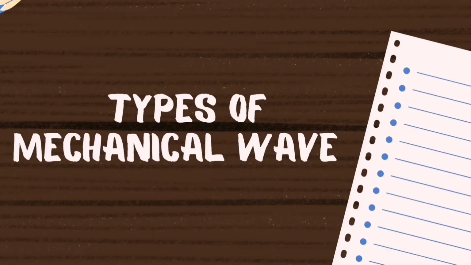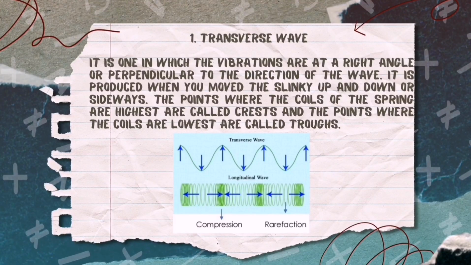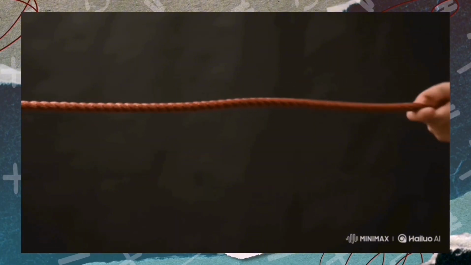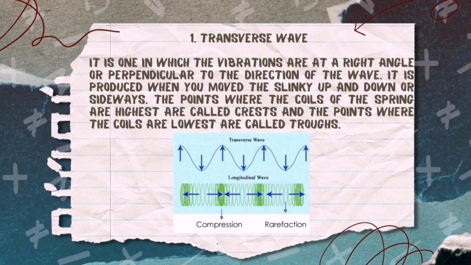Now, for the two main types, defined by how the medium's particles move relative to the energy. First, the transverse wave. Imagine shaking a rope up and down. The energy moves forward, but the rope particles move perpendicular, up and down, at a 90-degree angle to the direction of energy flow. Water waves and waves on a guitar string are classic transverse examples. They create those familiar crests and troughs.